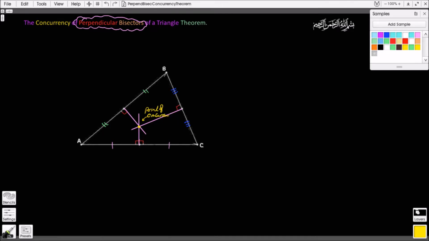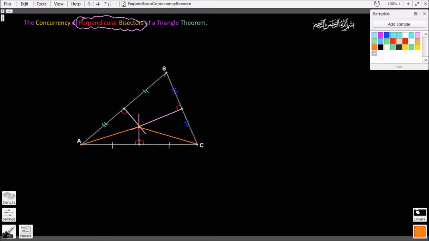Now look, that point of concurrency is no ordinary point. Okay, now we had suggested that this point is going to be equidistant from the endpoints AC right here. Okay, like this.